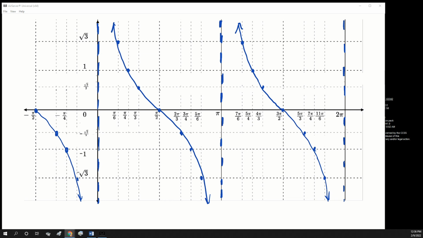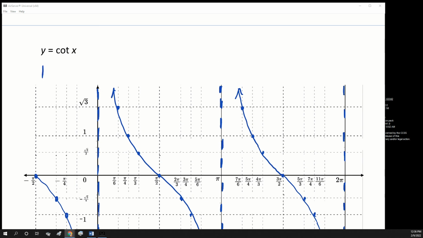Okay, so this is 2.5 periods of cotangent. So this would be 1 period of cotangent. How long is it? How wide is the period? Pi. So tangent and cotangent, the parent functions, have a period of pi, unlike all the other 4, where the original period is 2 pi. Right, and then this also does not have an amplitude.